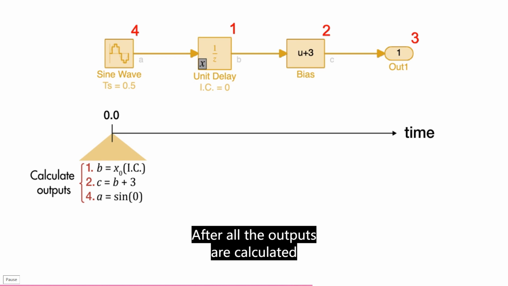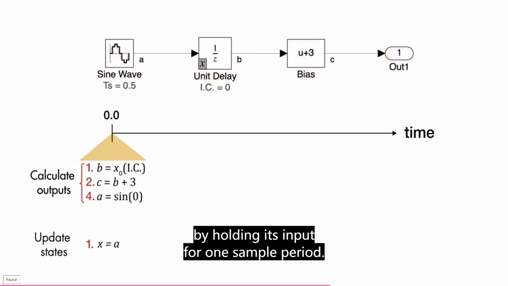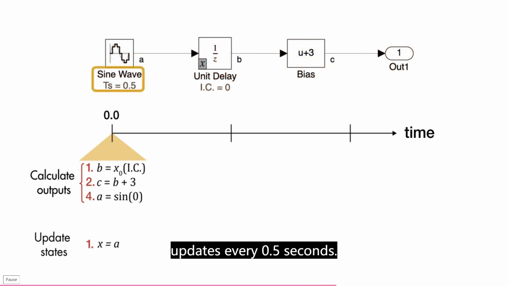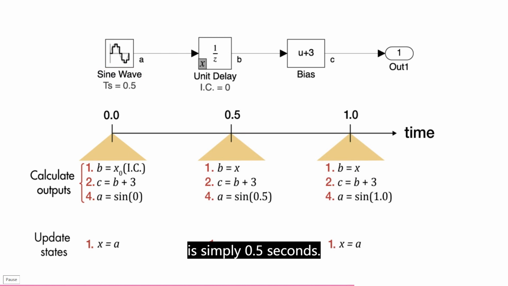After all the outputs are calculated, the unit delay block updates the state by holding its input for one sample period. In this example, the discrete state updates every 0.5 seconds. So the time interval between simulation time steps is simply 0.5 seconds.